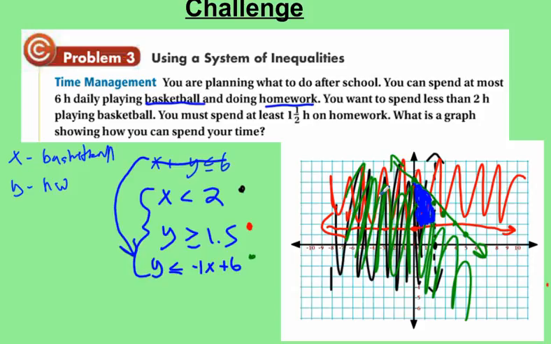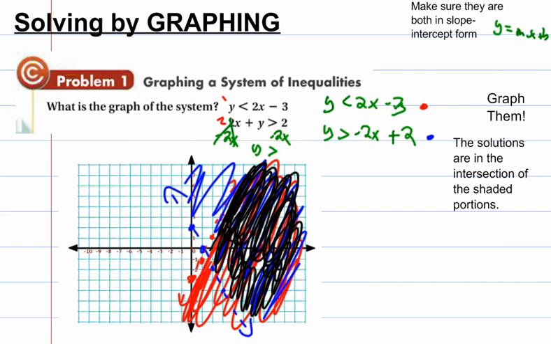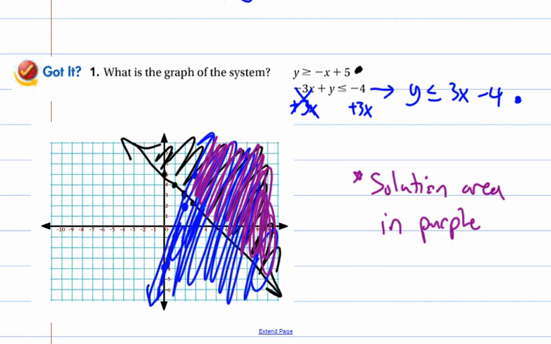So that is how you take a whole big word problem and make a system of inequalities from it. Very challenging stuff, but practice it, you'll get better at it. Before we go, I'll show you the 2 problems that I told you to do. This first one, what's the graph of that system of inequalities? So I changed the second equation to slope-intercept form, graphed them, and found this solution area here. Pause it if you want to take a look at the equation or the graphs.